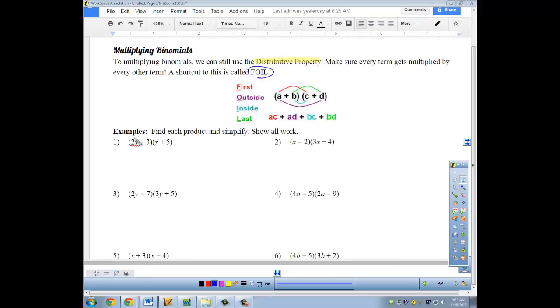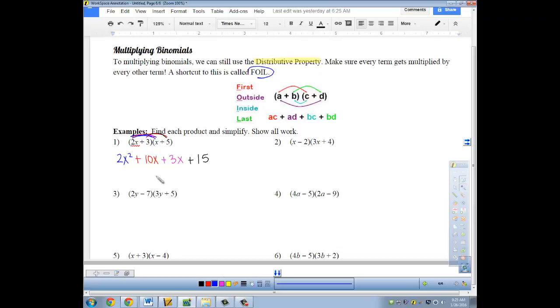So using FOIL, I'm going to start with the first term, so 2x times x. So the first terms of each set of parentheses. 2x times x is 2x squared. And then I'm going to do my outside, so 2x times 5, which is 10x. Now I'm going to do the inside term, so 3 times x is 3x. And then your last term, so 3 and 5, which is 15. So a lot of things to think about and multiply, but just remember FOIL, first, outer, inner, last.